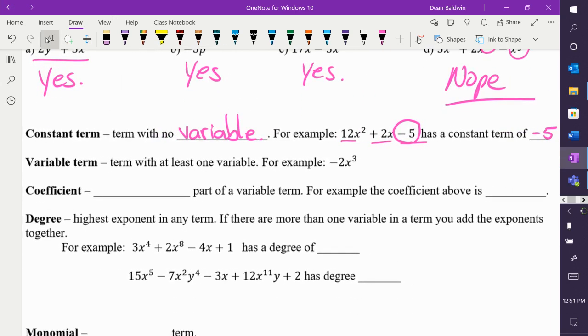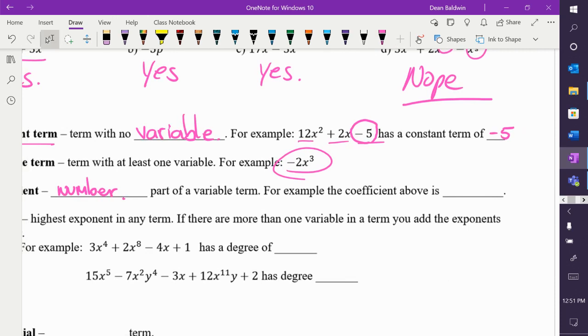The variable term, I don't really use that terminology very much. It's just a term that has a variable in it. It differs from the constant term because the constant term has no variable. And a coefficient is the number part of the variable. So in this, what is the coefficient? It's the number in front of the variable. So in this case, it's -2.